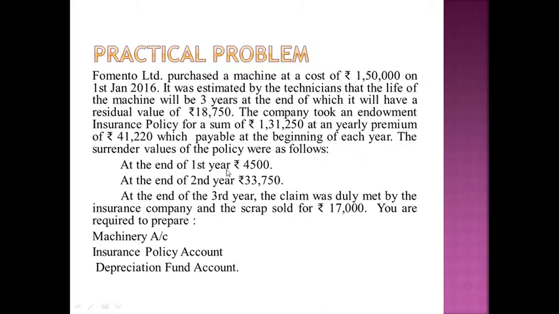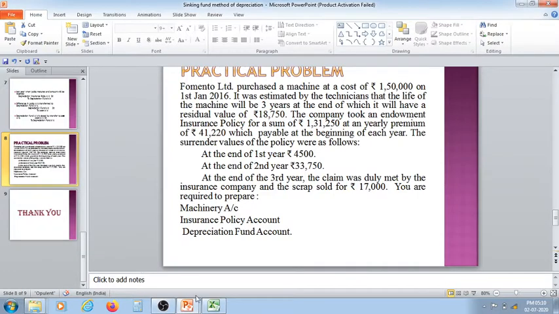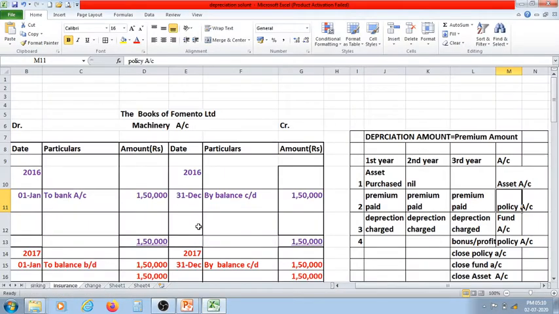At the end of the first year, it is rupees 4,500. At the end of the second year, the value is 33,750. And at the end of the third year, the claim was duly met by the insurance company and scrap was sold for rupees 17,000. You are required to prepare all three ledger accounts for 3 years: machinery account, insurance policy account and depreciation fund account. Let us go for the solution of the same.